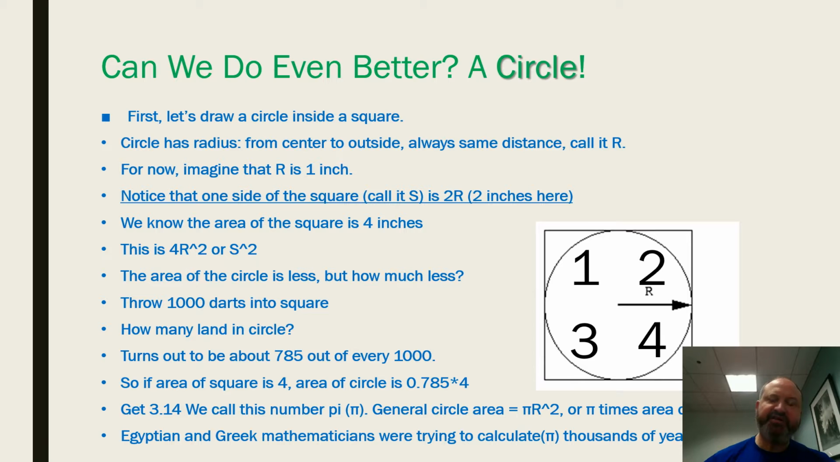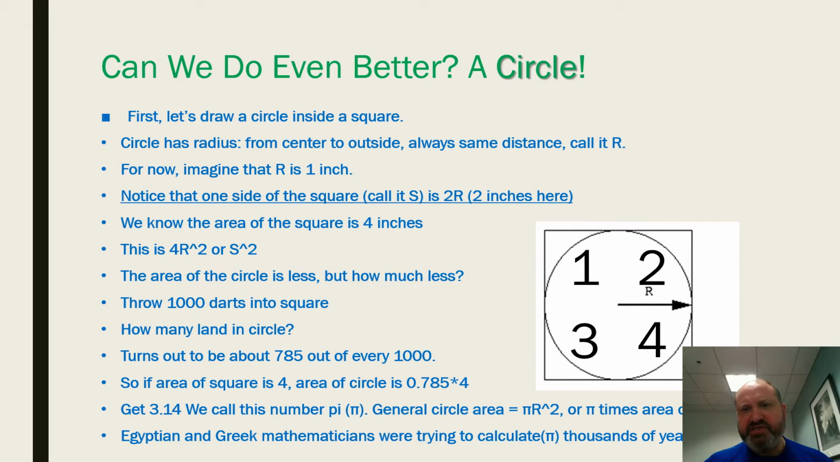Okay, so if we think of a square, area 4, basic 1 by 1, 4 of them, the area of the circle would be pi. And more generally, since we can use r as the radius instead of just saying it's 1 in this one example, pi r squared is the area of a circle. Okay, now Egyptian and Greek mathematicians have been trying to calculate pi for thousands of years before they had the computing power that we have now.